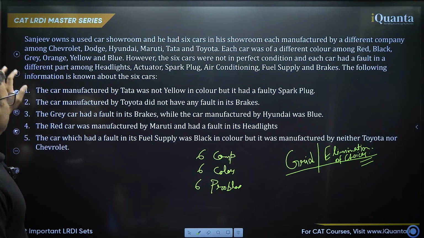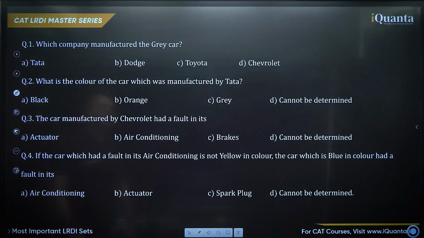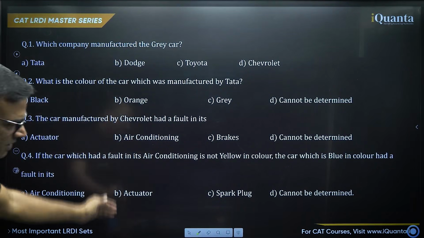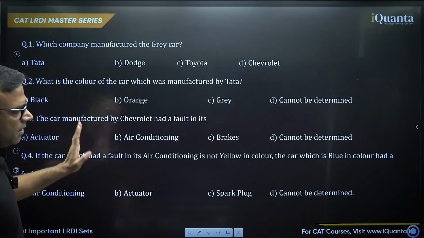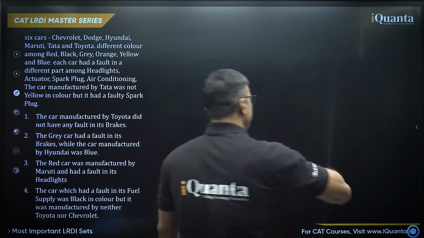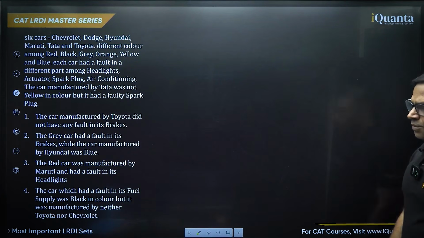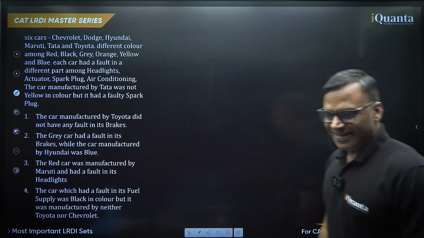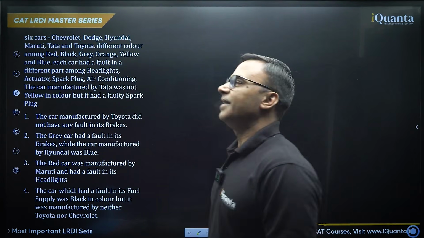I'm sure you have read it. Take a look at the questions. Which company manufactured a grey car? Manufactured by Tata, Chevrolet, and so on. Okay, so basically, a simple question of grid resolution. I've taken all the information here on this slide so that we have some space to work on. So make sure that you have a habit of drawing the table almost immediately, right?